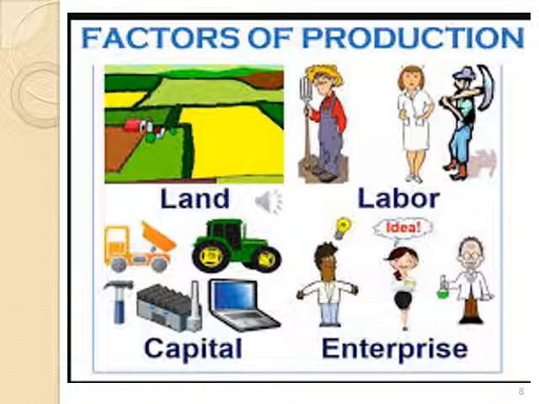So, the first requirement for production is land. Now, land here not only means land, but also includes the other natural resources like water, forests, minerals. Production cannot happen without it. The basic requirement for production is land and the natural resources that help in production.